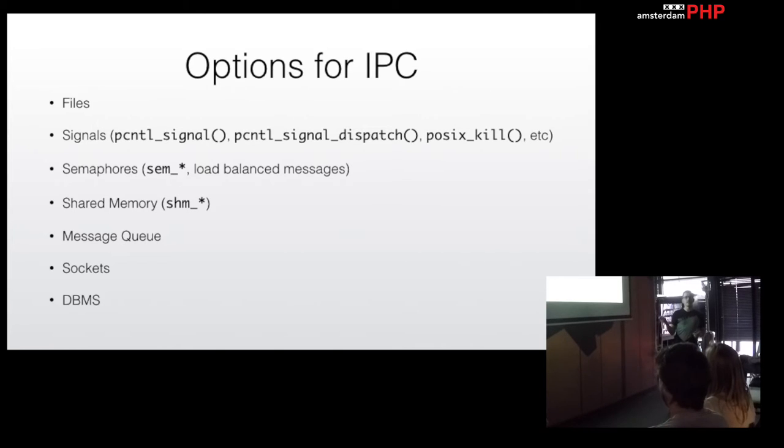Shared memory: if you are running on the same machine, you can create a segment in memory and then put information in the memory. And then multiple processes are going to access this information from the memory. Message queuing, as I said, like RabbitMQ, ZeroMQ, most AMQP-based message queues, so there are a lot.